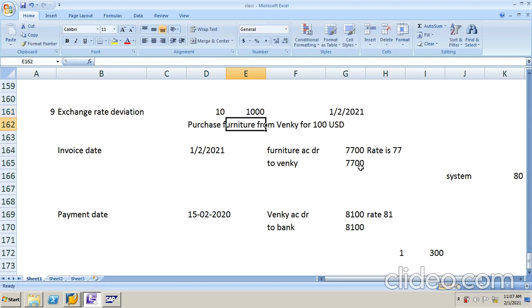Yes, 7,700 is there. So we have paid 8,100. The difference is 80 and 81, just a 100 rupees difference. 100 rupees it will allow. But suppose the system rate is 80, and the exchange rate we have taken is 95. So 15 extra we have taken, 15%.